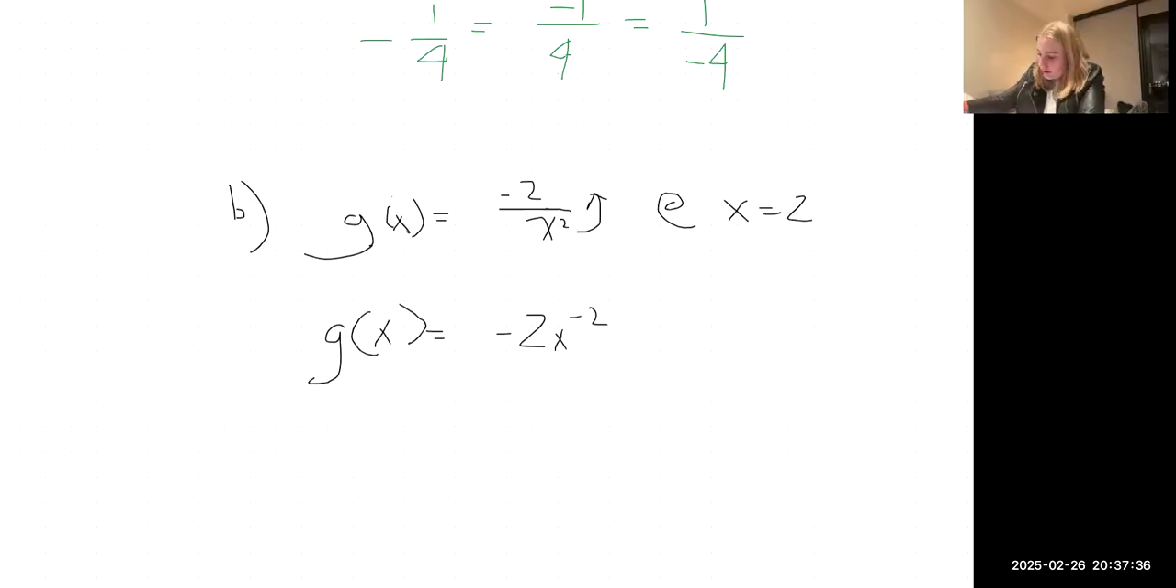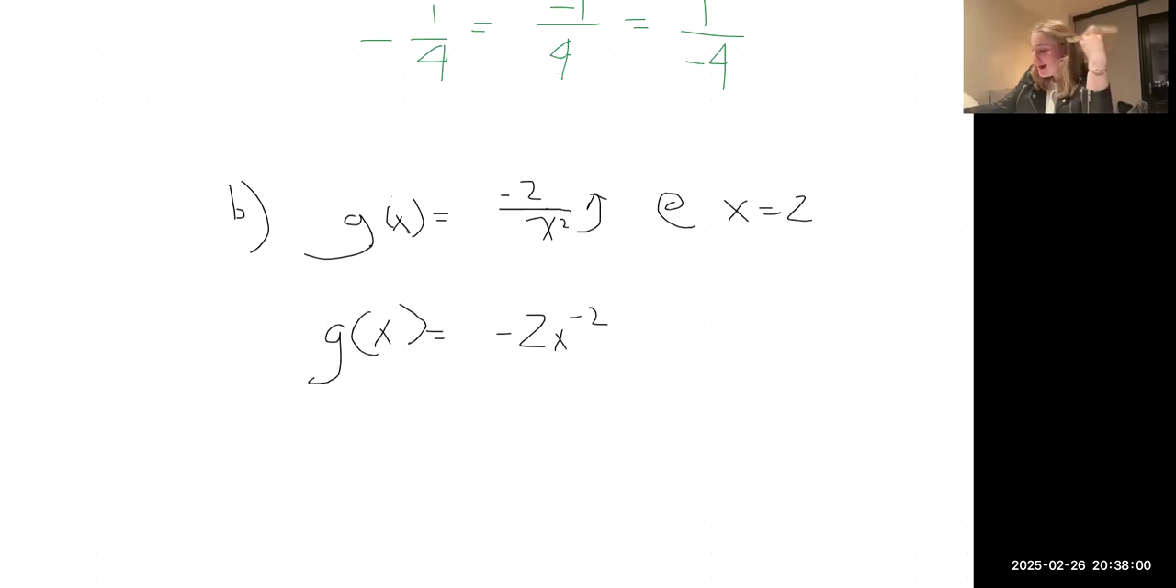G of x is equal to -2x to the -2. It's in the wrong place, but you could think of toggling, like a light switch, where bringing it up to the top switches it to negative.